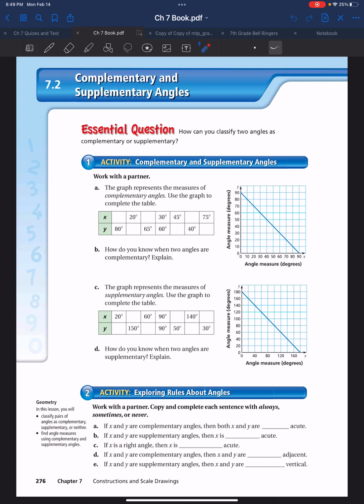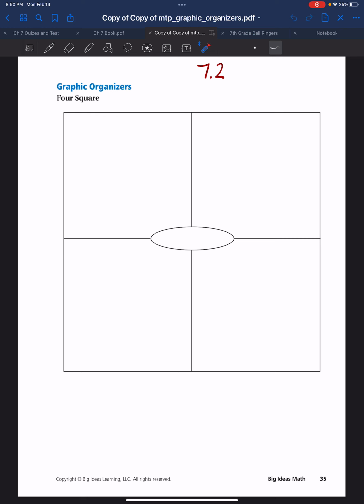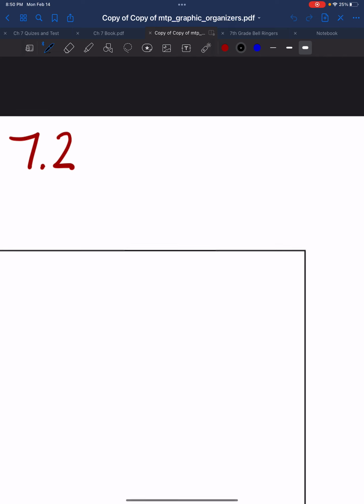All right, we're on 7.2, complementary and supplementary angles. So we do need a graphic organizer today. You're gonna need the same one we needed last time, so it's this little fella right here. We're gonna write 7.2 at the top, and we're gonna write complementary and supplementary angles.